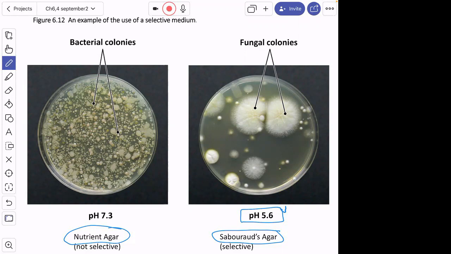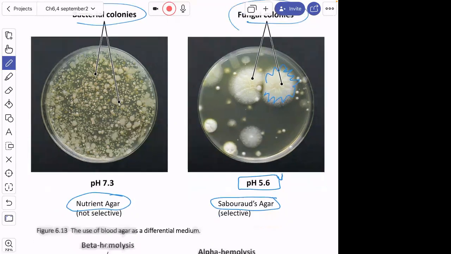How do you tell if a colony is a fungus or a bacteria? You can't always, but fungal colonies are commonly bigger and really fuzzy. You can definitely see some fuzzy colonies here on the right. There could be a little fungus over here, but again, the Sabouraud's agar is selecting against a majority of bacteria because of that pH difference. So don't memorize anything about Sabouraud's agar. It's just the principle of selective media.